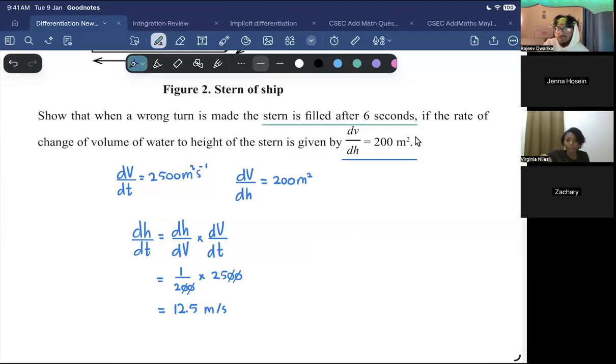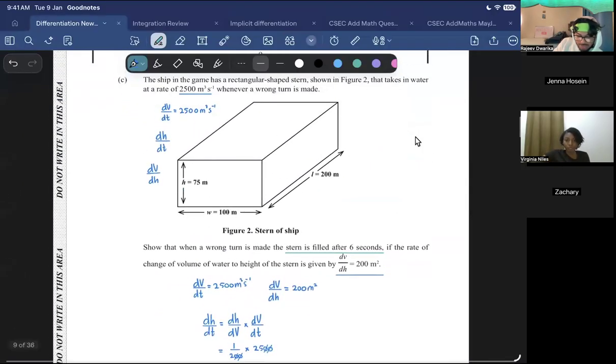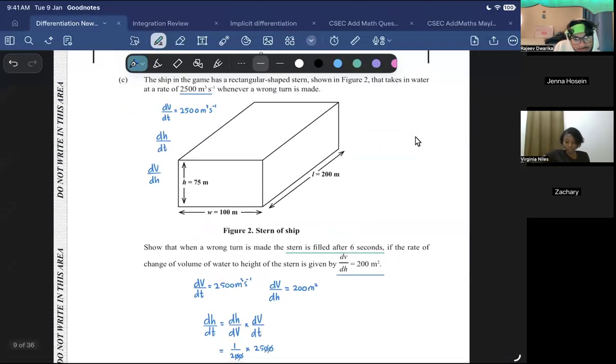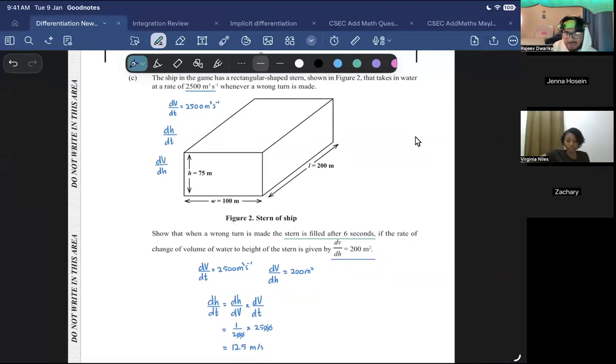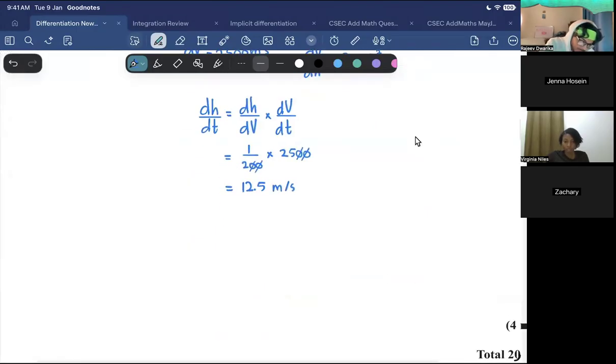So every time you take a wrong turn, Jenna, your height is increasing by how many meters? 12.5 meters per second. And the maximum height is 75 meters. How would you answer the question? 12.5 divided by 75. I think you mean to say that the other way around? Yes, sorry. So what's 75 divided by 12.5? 6. Bam.